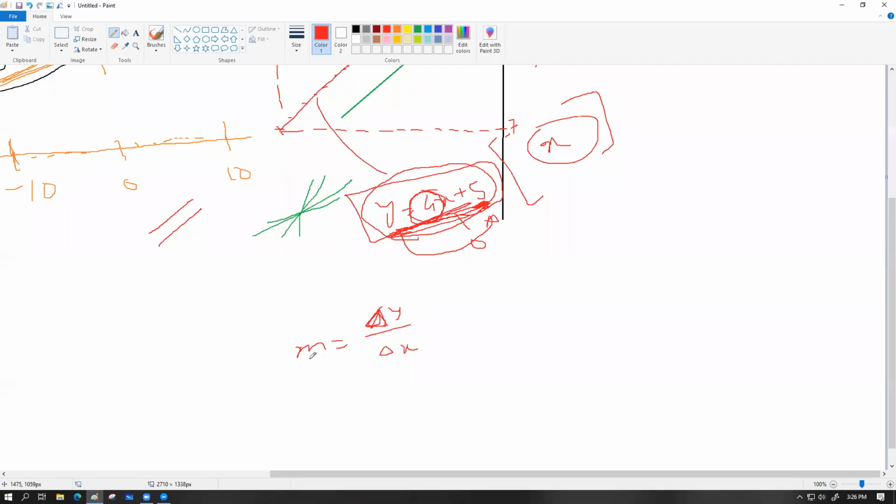Gradient of a line represents how the y value changes as the x value increases.